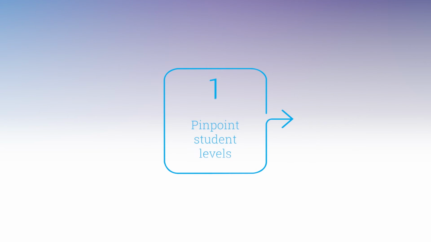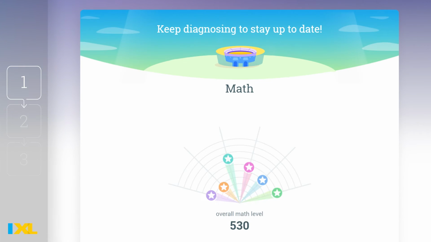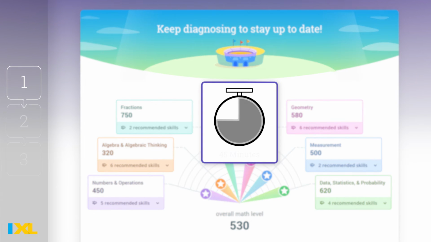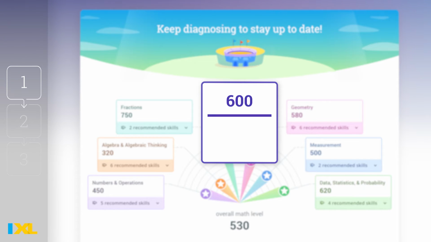First, at the beginning of every grading cycle, pinpoint student levels using the Real-Time Diagnostic. Have students step into the diagnostic arena and answer questions until all of their levels have been pinpointed. It only takes 45 minutes to get pinpointed on a subject, and this can be split up over multiple shorter sessions if needed. Your students' diagnostic levels indicate the grade level they are at. For example, if a student has a diagnostic score of 600, they're ready to begin working on 6th grade skills.